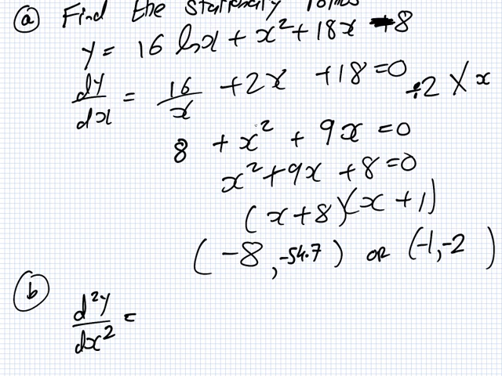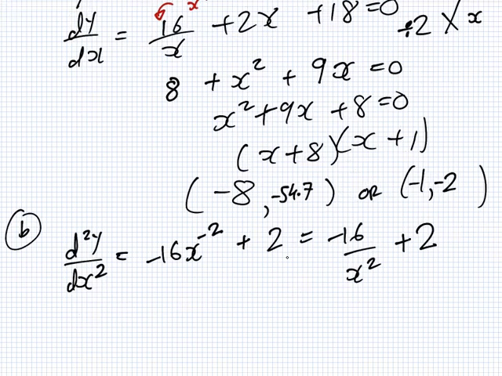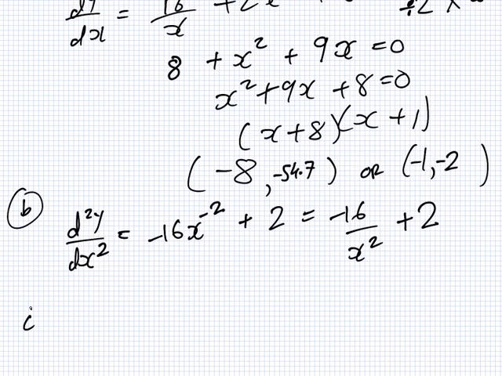And of course, you should remember to change this into x power minus 1 here. Okay, so we'll have minus 16 x to the minus 2 plus 2, and that's equal to minus 16 over x squared plus 2. Stephen, can you do something with that? No. Why?